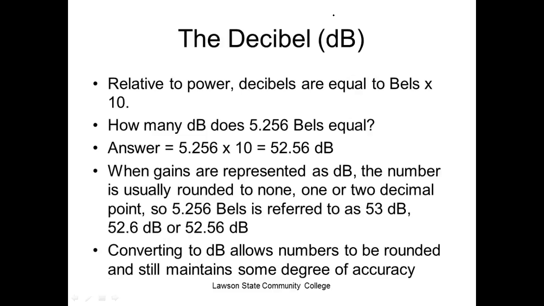So we could represent that as 52.56. You probably won't see 5.25 bels. You'll probably see it as 53.53 dB, 52.6 dB, or maybe 52.56 dB.